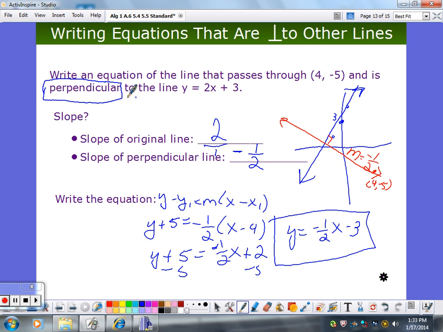When you do these questions, I would really recommend underlining or circling what they're asking you for just to keep it straight, because this question could have said parallel. Sometimes they'll say both. You have to find both lines.